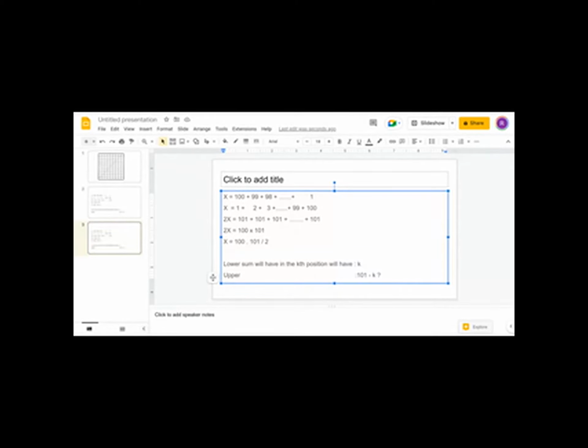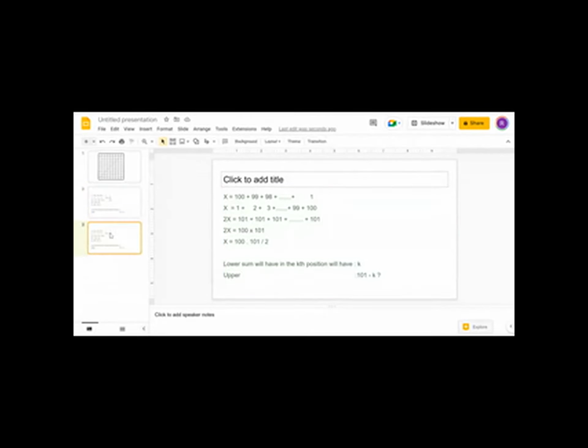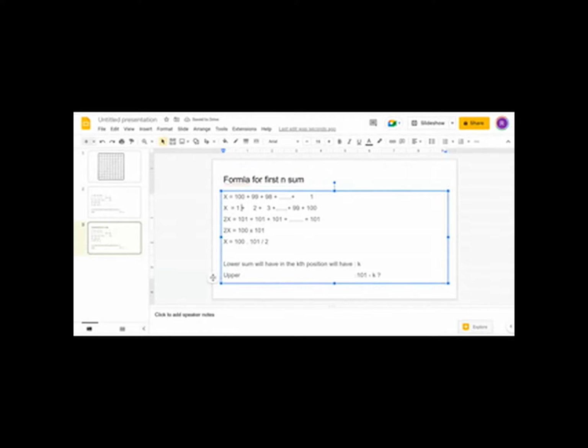We can take 100 into 100 and 100 plus 1 by 2. Yeah, that is for 1 through 100, and I did that in the second slide. Now, in the third slide, I want to change this from 1 to n. So tell me what all changes I should make here. Let 100 be equal to n. Okay. So how will I change these two lines here?